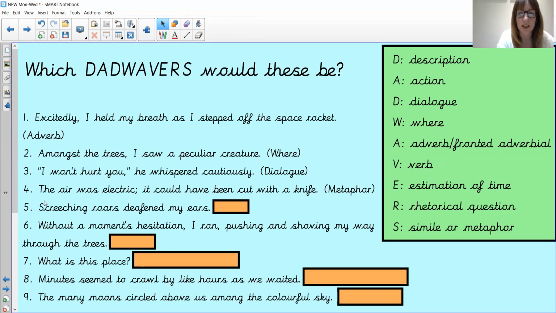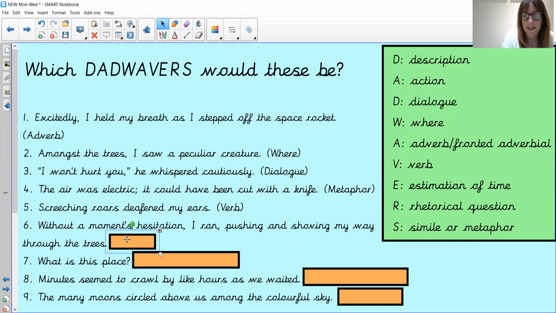Number 5 then, screeching roars deafened my ears. So which of these DADWAVERS do you think that is? Pause me if you want to have a bit more time. That's right, it's a verb. Screeching is a verb, isn't it? It's something that you do. Now, when you're starting sentences with verbs, a lot of the time you need your verb and you need to put ing on the end of it. Screeching, roaring, stomping. Okay? They all have ing at the end of them. And they're all verbs. Let's have a look at the next one.